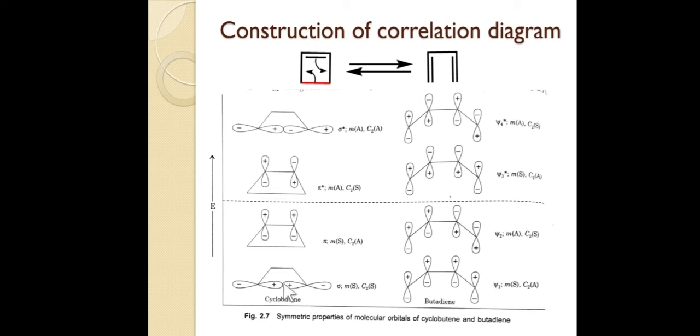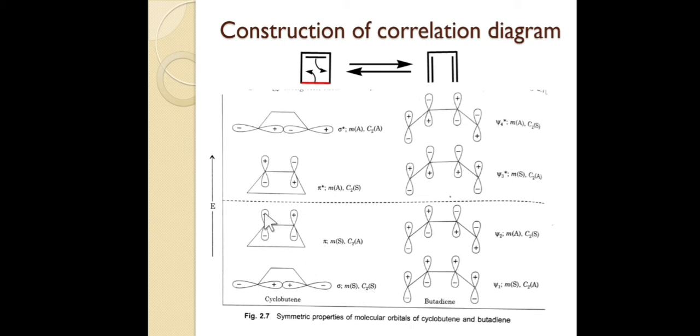So friends, just for our reference, this is how we are showing the symmetry. For the sigma, we have M symmetry and C2 symmetry. For the butadiene psi 1, M symmetry and C2 asymmetry. So friends, you can see here.